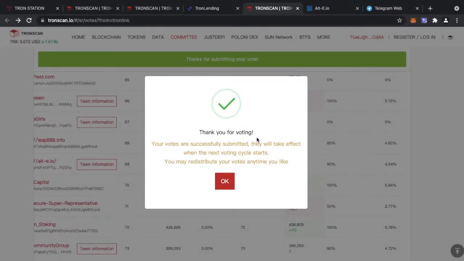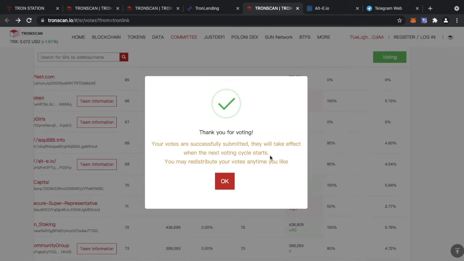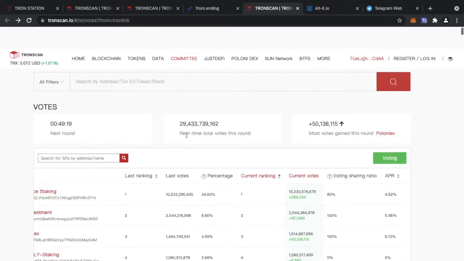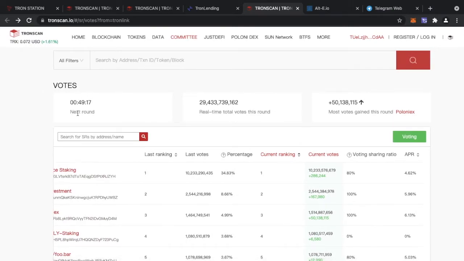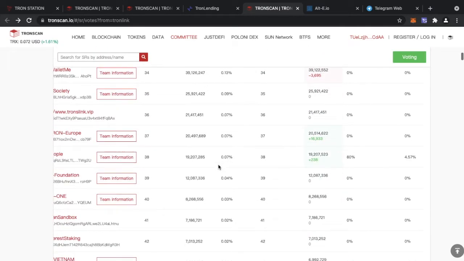Then I hit voting. It will confirm on the blockchain. It will say thanks for voting. Your votes are successfully submitted. And then it goes to the next voting cycle. When it starts, my votes will take effect. So the voting cycle, there's a few voting cycles per day. The next one starts in 49 minutes. So in 49 minutes, my votes will be added to Alt E, and Alt E will start going up the rankings.